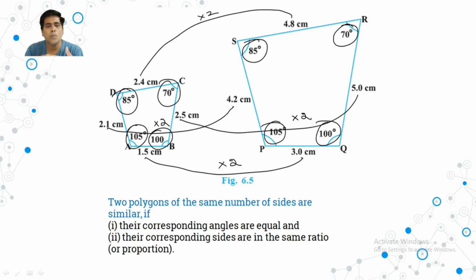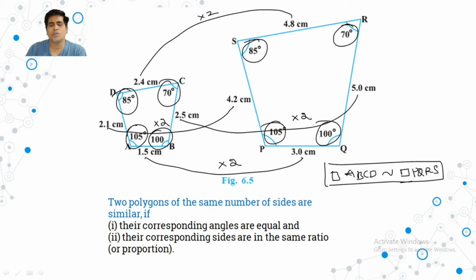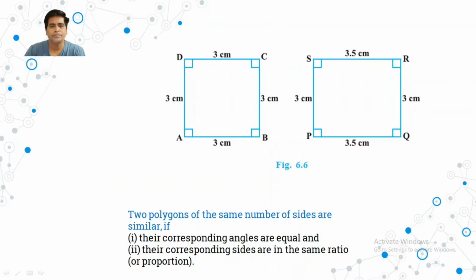So it is obeying two conditions here. Corresponding angles are equal, and corresponding sides are in proportion. So these are two similar figures. Definitely we can declare that quadrilateral ABCD is similar to quadrilateral PQRS. So this is the conclusion we got from this observation. We'll go to the next.